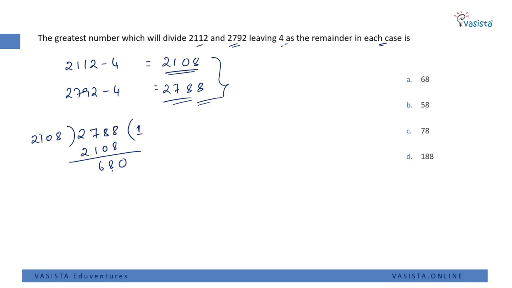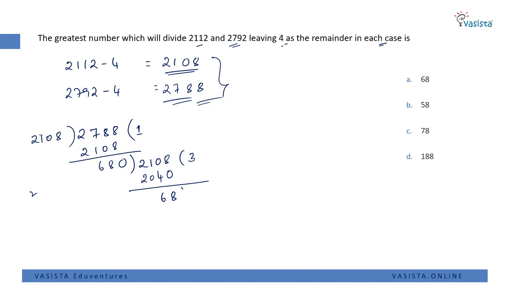From this 680, I need to divide 2108. Let me consider it as 700. 3 sevens are 21, so 2100. Let me go with 3. 3 zeros are 0. 3 eights are 24, 4 and 2 carry. 6 threes are 18, 18 plus 2 is 20. Now 8 minus 0 is 8. 10 minus 4 is 6. So 680.